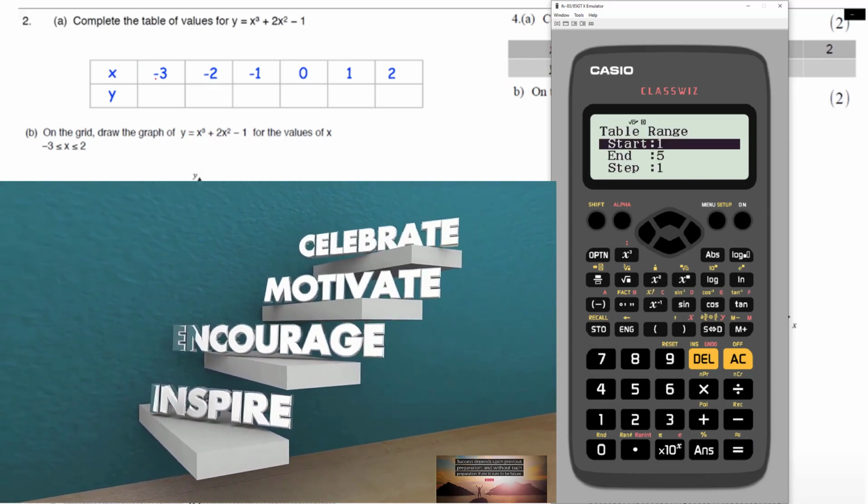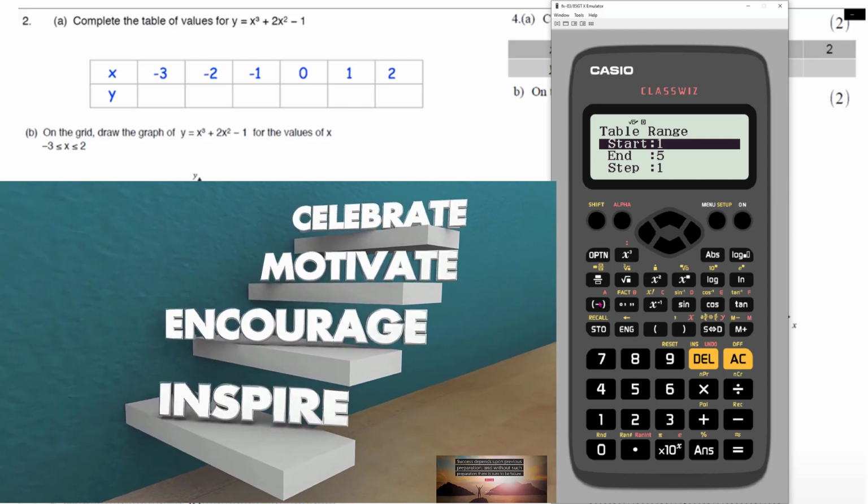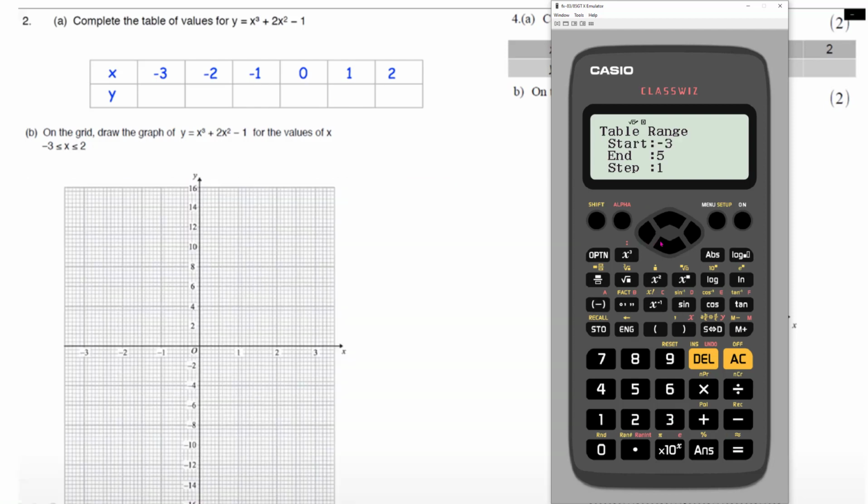Now we're going to start on minus 3 because x is minus 3, so just type in minus 3, press equals, end at 2, and it's going up in 1, so we can choose the step of 1. Press equals here, and then you can see it gives you all the answers. So when x equals minus 3, y equals minus 10, when x equals minus 2, y equals minus 1, and so forth. So you just need to fill that in.